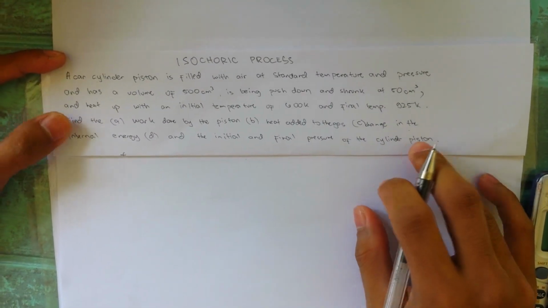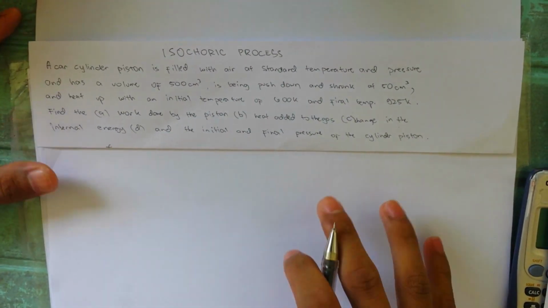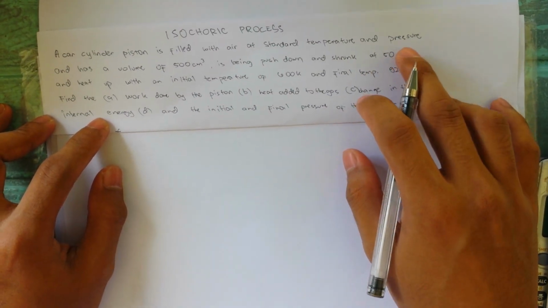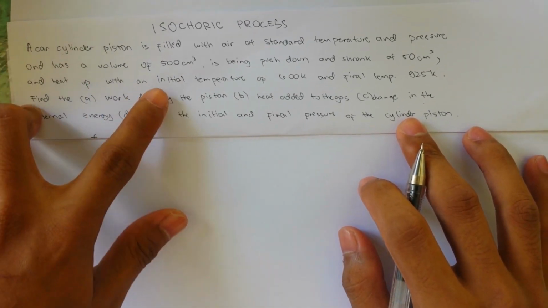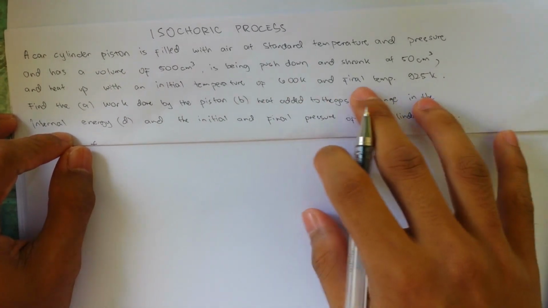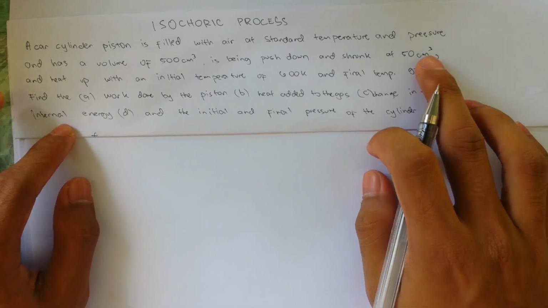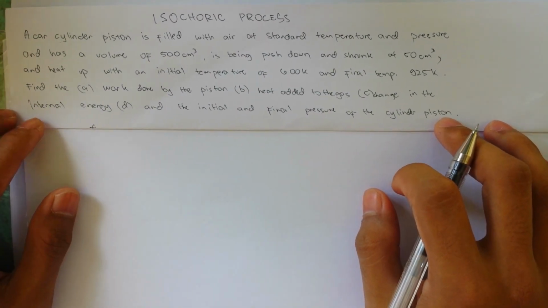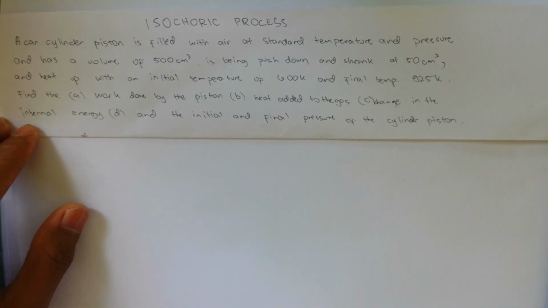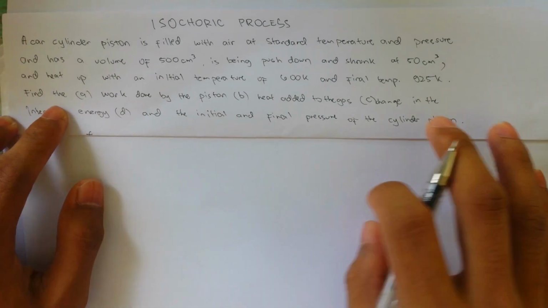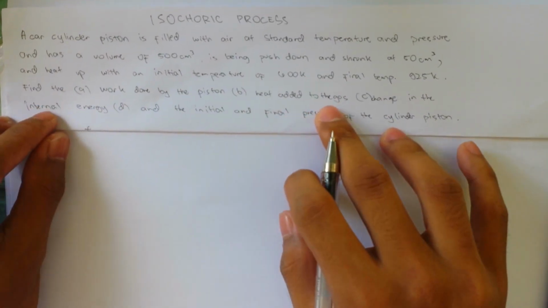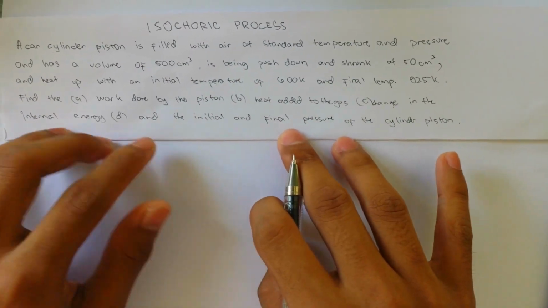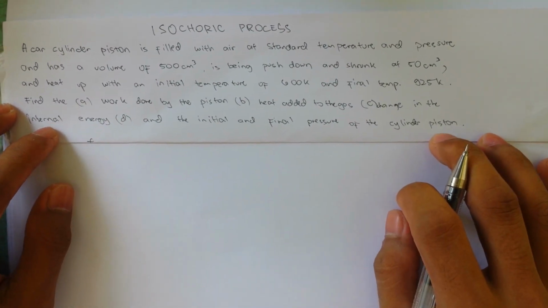To solve a problem with the isochoric process. A car cylinder piston is filled with air at standard temperature and pressure and has a volume of 500 cubic centimeter. It is being pushed down and shrunk to 50 cubic centimeter and heated up with an initial temperature of 600 Kelvin and final temperature of 925 Kelvin. We're asked to find the work done by the piston, heat added to the gas, change in the internal energy, and the initial and final pressure of the cylinder piston.